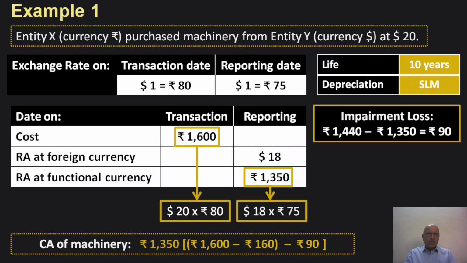Difference is 90. So the carrying amount of the machinery is 1,600 initial cost, 160, 1/10, is depreciation, 1,440 is the carrying amount, which is compared with the recoverable amount of 1,350. So the carrying amount is more than the recoverable amount by 90 rupees. So the new carrying amount is the recoverable amount, that is 1,350. So the impairment is 90. Carrying amount is more than the recoverable amount.